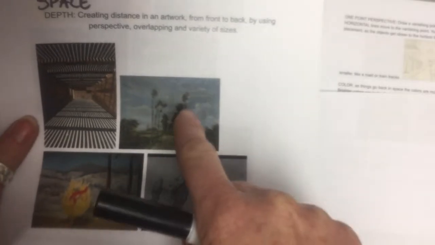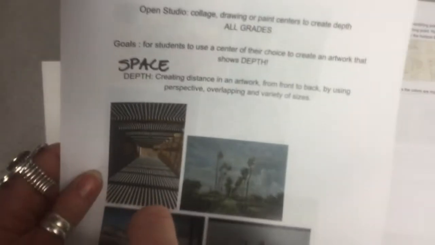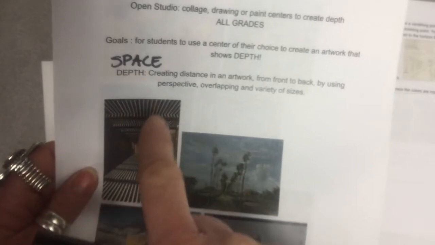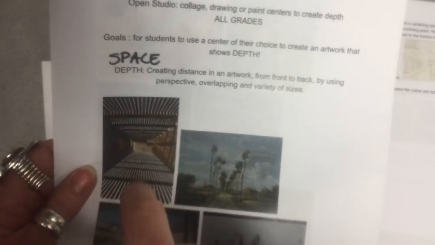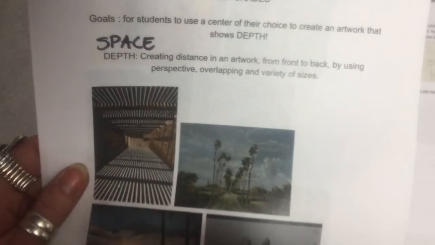Here are some really good examples. Here's a road, and even the trees are going towards the vanishing point. Here's another really nice example. All these lines are going towards the vanishing point here in the middle.